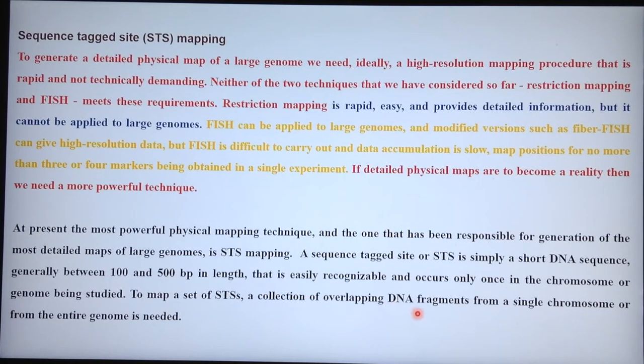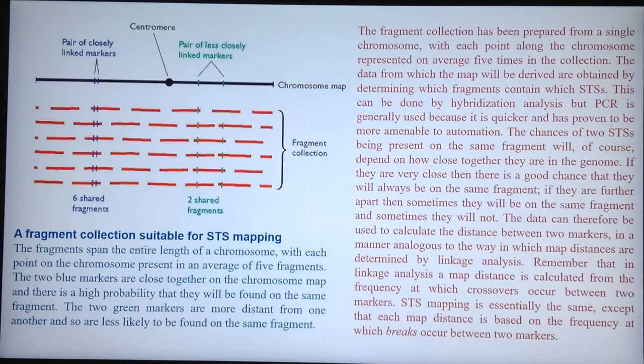from a collection of overlapping DNA from a single chromosome or from the entire genome. So, for a single chromosome, we have already discussed the flow cytometric method for isolation of single chromosomes. An entire genome can be done by the whole genome shotgun approach or a restriction library. Here these STS will help us in avoiding any kind of wrong information or wrong overlapping between the contigs, the overlapping DNA fragments, to come up with the correct DNA fragments.